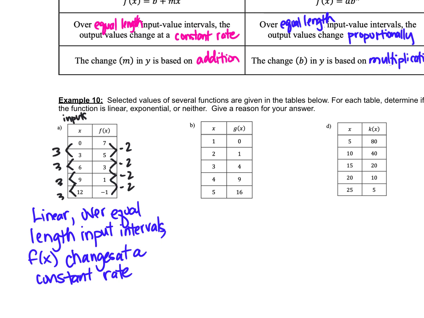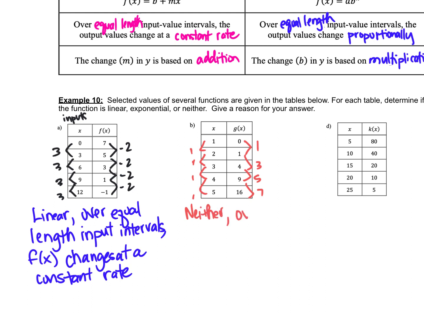Very specific. Great. Let's look at the next one. Do we have equal length input intervals? Yeah, they're all changing by 1. Let's look at our outputs: 1, 3, 5, 7. I couldn't count for a minute. Now, they obviously are not linear, because they didn't change at a constant rate, but are they proportional? Well, do I multiply the same thing each time to get to the next number? No. So this is neither.